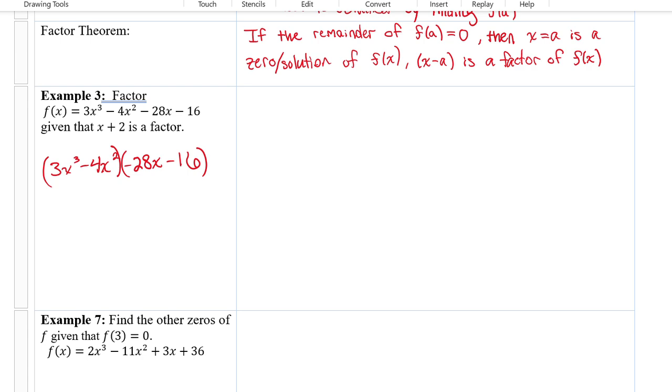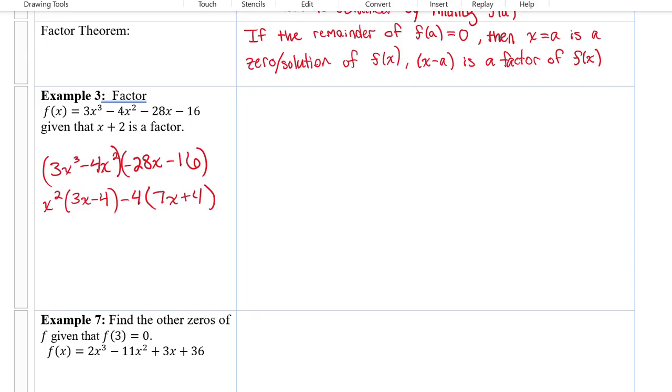So remember, we group these up into 2 groups. In the first group, I'm looking to pull out a GCF. So I can take out an x squared, leaving me with 3x minus 4. And then in the second group, I can take out a GCF. I think the only number that goes into 28 and 16 is 4, so I could pull out a negative 4, since the leading term is negative. And then that's going to leave me with positive 7x plus 4.